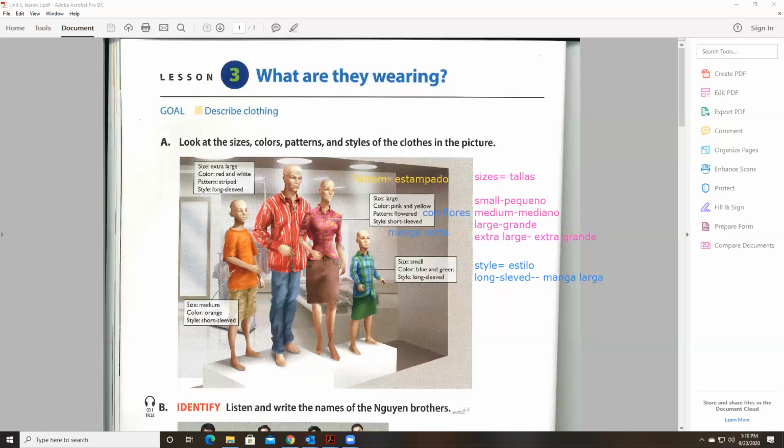Now let's look at the man up here. The size of the shirt is extra large. For color, we have red and white. Striped is rayas o rayado. If you pay attention, his shirt is striped. The style is long sleeved.